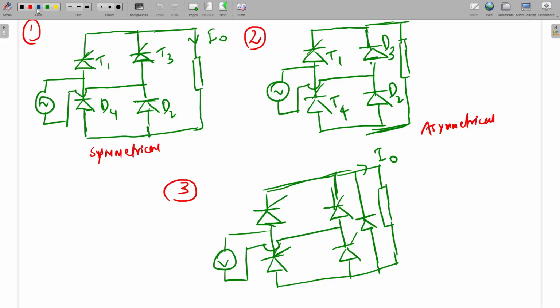This circuit is called the symmetrical configuration. This is asymmetrical, and this is the full bridge converter with the freewheeling diode. For all the circuits, the output voltage will be the same. The formula will be Vm upon 2 pi times (1 plus cos alpha). This output voltage formula holds for all the configurations. One by one, I am going to draw the current and voltage waveforms.